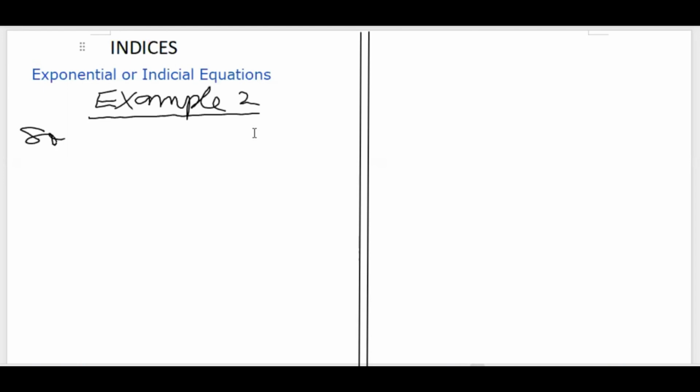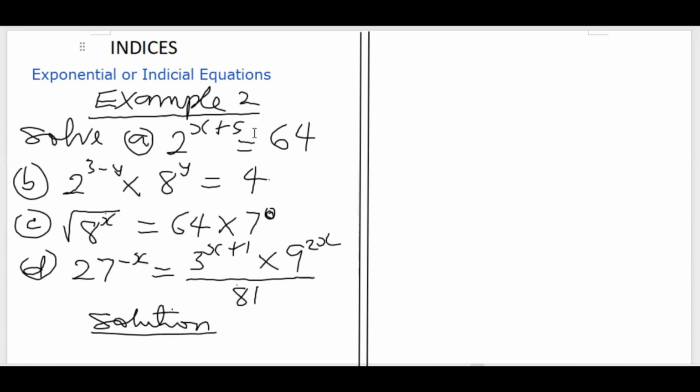Now, we want to talk about how to find the value of the unknown when two exponential expressions are set equal to each other. In other words, we want to talk about what we call exponential or indicial equations. Example 2 requires us to solve. So we want to take them one after the other and see what we're going to get.